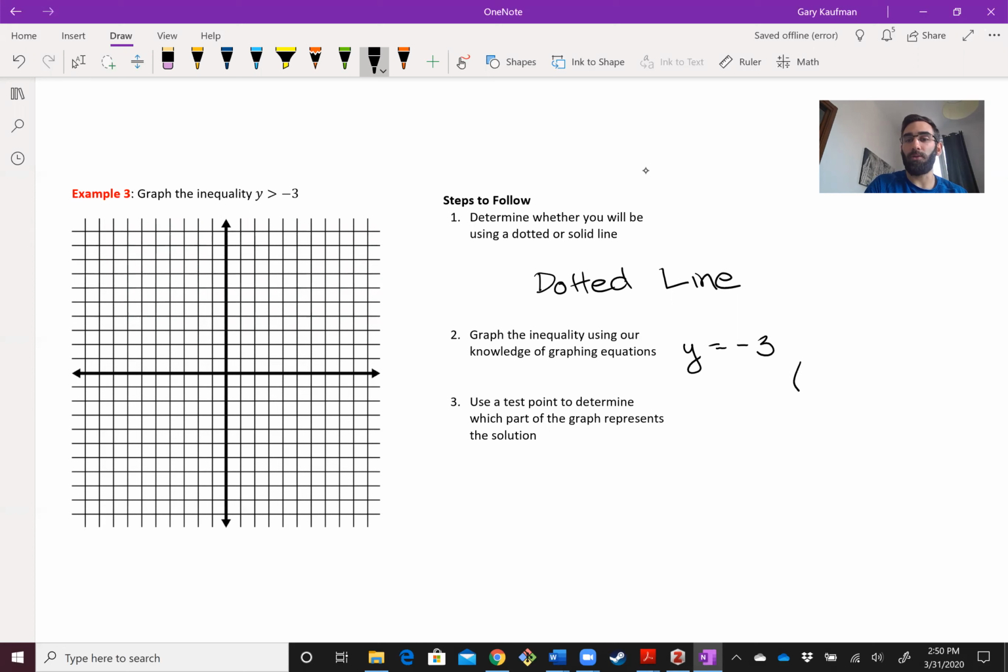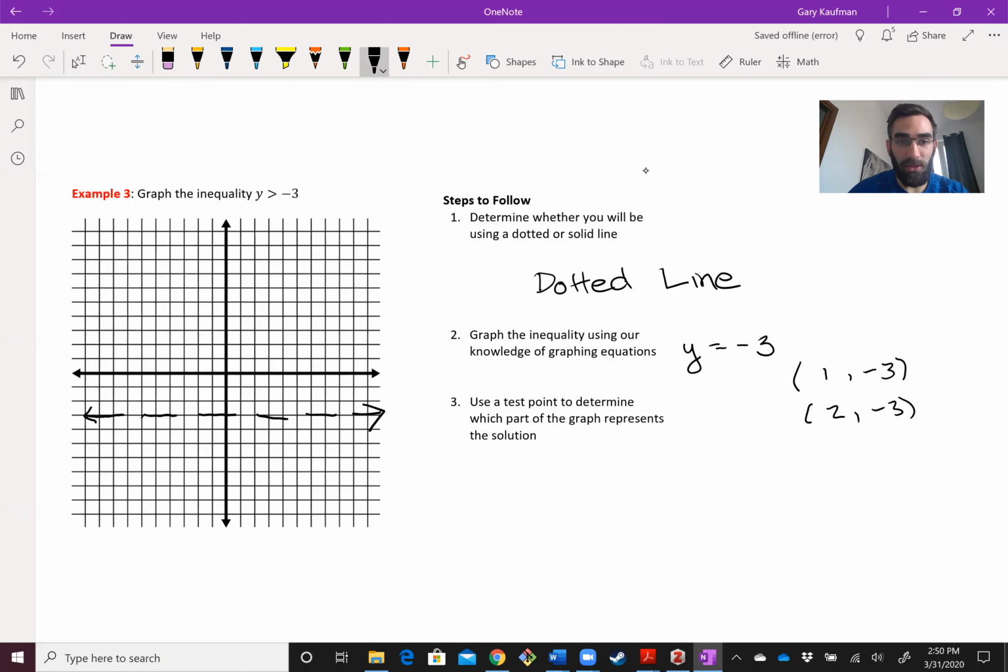So for example, one ordered pair is 1, negative 3. I don't care what x is as long as y is negative 3. Another ordered pair is 2, negative 3. It's anything negative 3. It means that we have a dotted line that crosses the y-axis at negative 3.